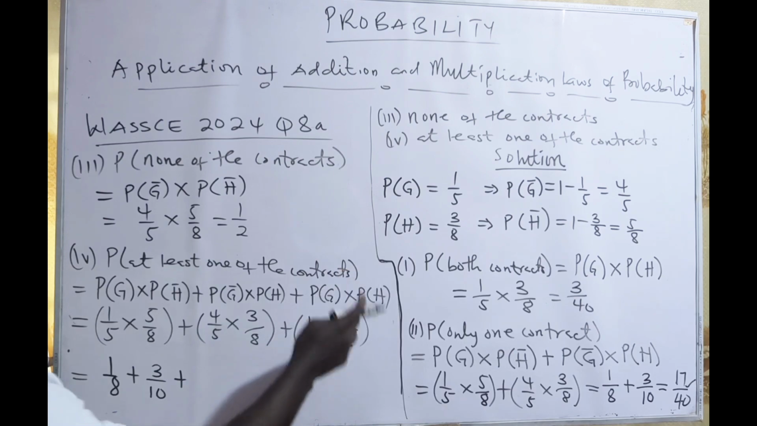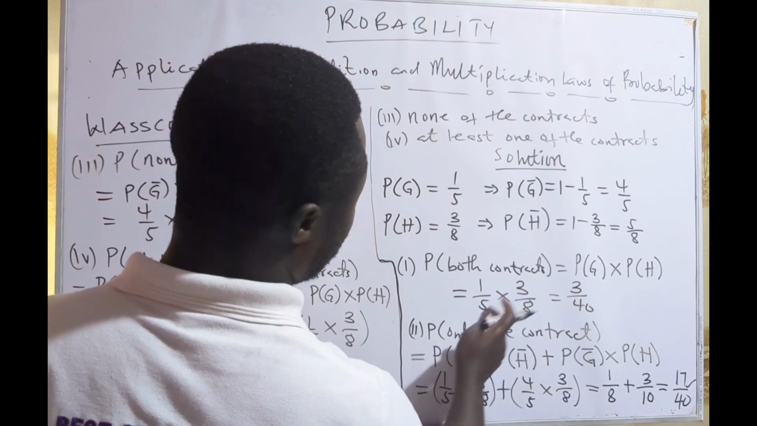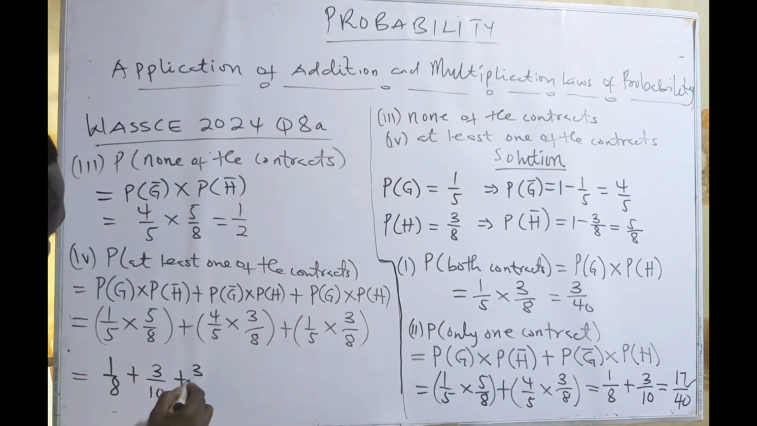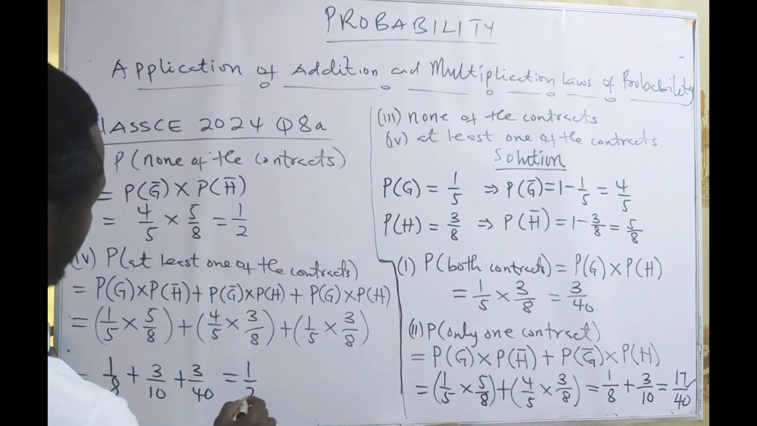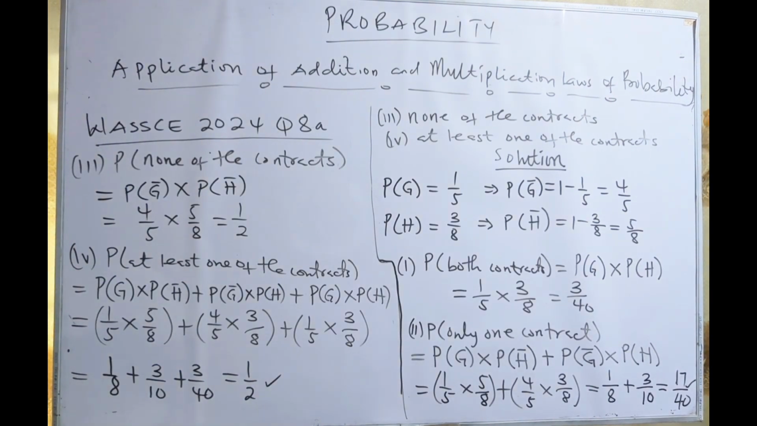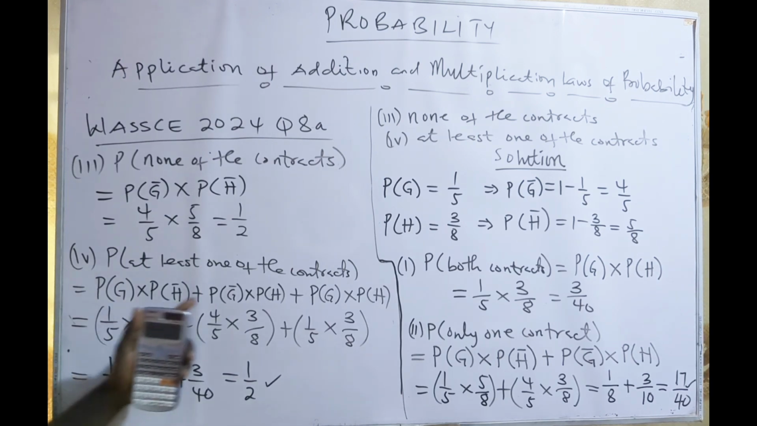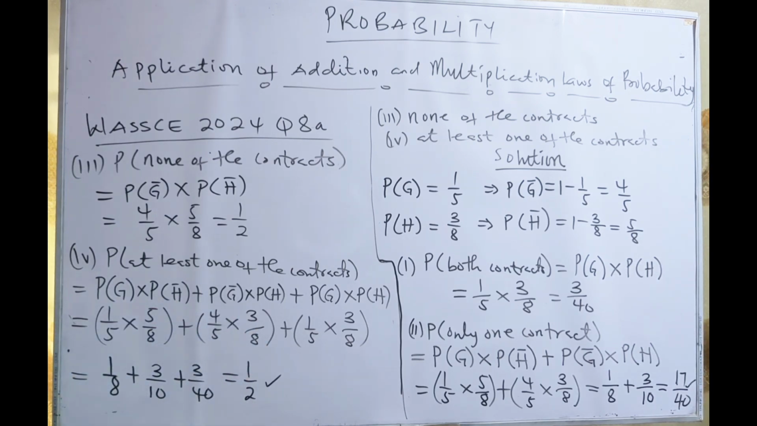Plus 1 over 5 times 3 on 8. That is what 1 over 5 times 3, that is 3 on 40. So you add all of them: 1 on 8 plus 3 on 10 plus 3 on 40. Now that gives us 1 over 2. So the probability of the company winning at least one of the contracts is 1 over 2.